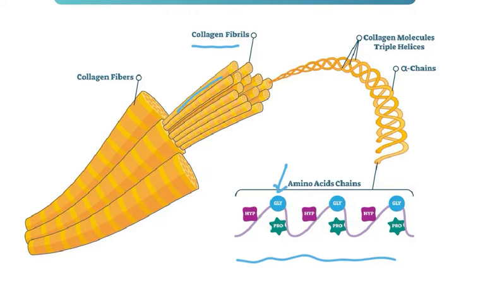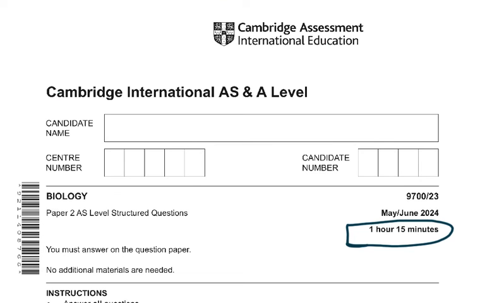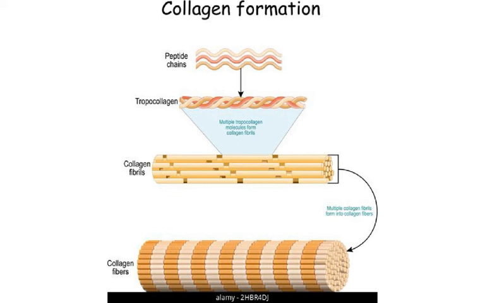And many of these fibrils together is known as a collagen fiber. I'm going to show you another diagram. Now, in this diagram, you can see here peptide chains. So the amino acids link together to form these three peptide chains, and the three peptide chains then twist around each other and then form a collagen fibril and then collagen fibers. So now that you've understood this, you can do this question very easily.